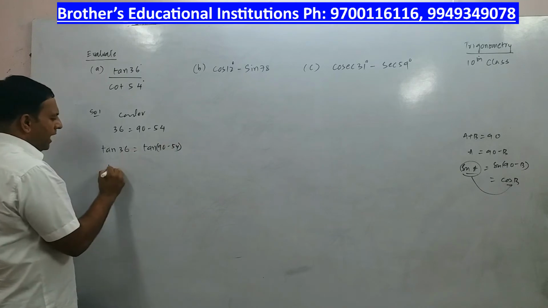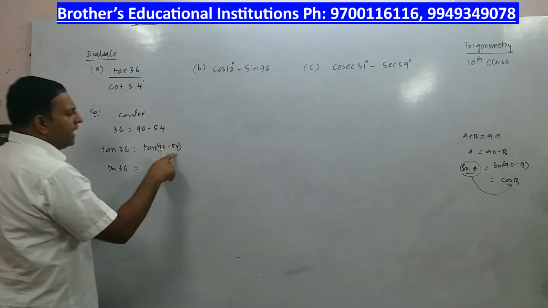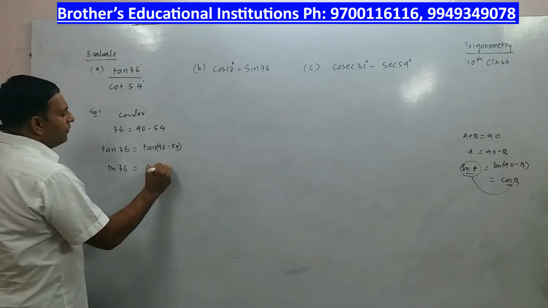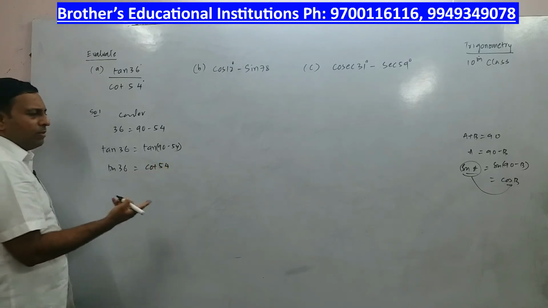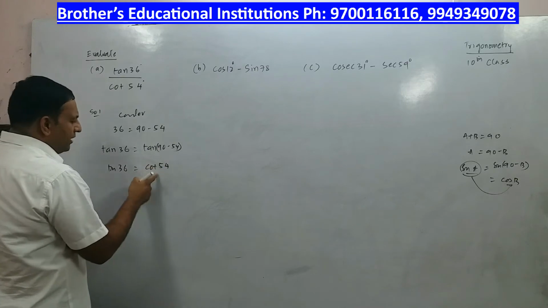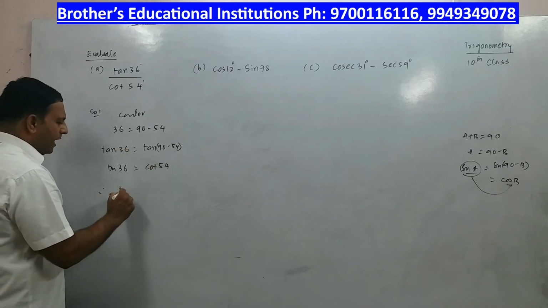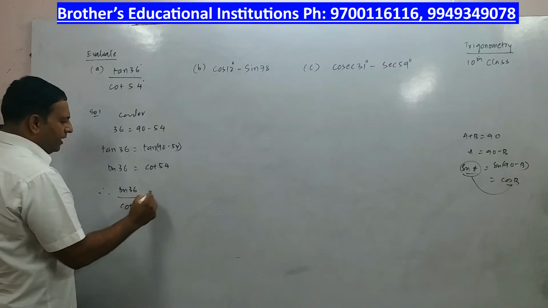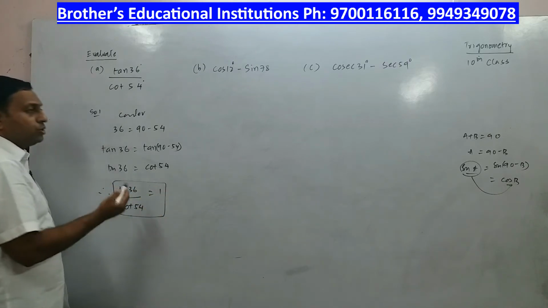Alright. Now tan 36 is equal to, what is tan of 90 minus 54? Tan of 90 minus 54 is equal to cot 54. Is it not? Formula, complementary angles formula. Tan of 90 minus theta is equal to cot theta. Therefore, tan 36 by cot 54, when you bring it here, is equal to how much? 1. So simple it is.